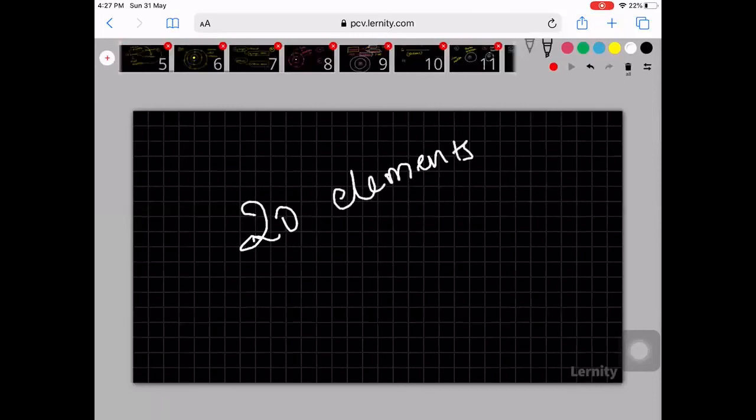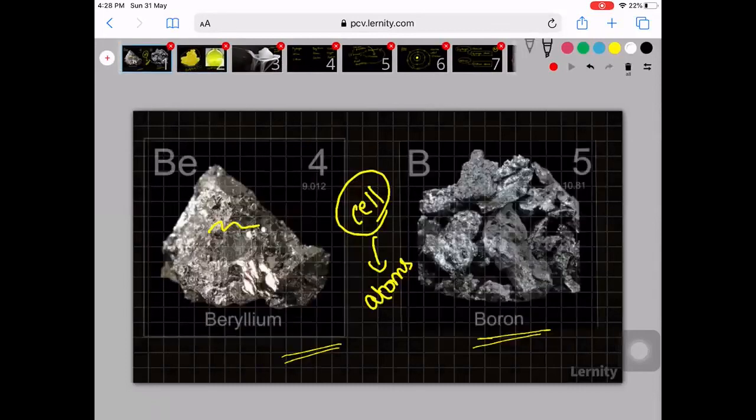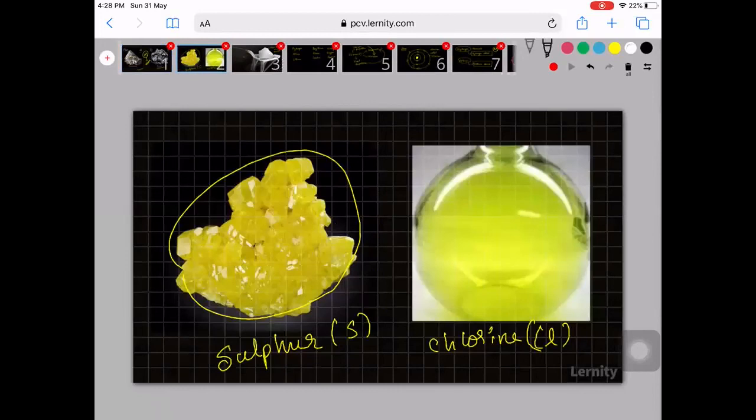I showed you how the structure of sulfur looks, how the structure of chlorine looks, and how beryllium and boron look. Certain elements are in solid state, certain are in gaseous state, and certain are even in liquid state. If you take an element called bromine, it will be in liquid state. Mercury, which I showed you yesterday, is also in liquid state. A lot of elements.